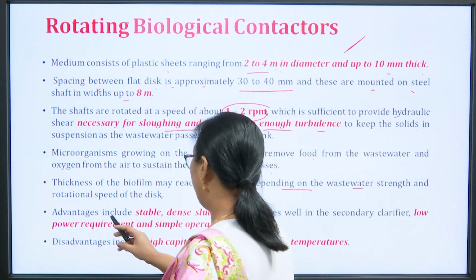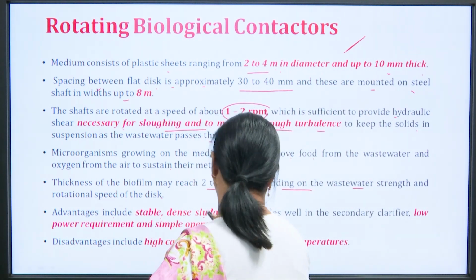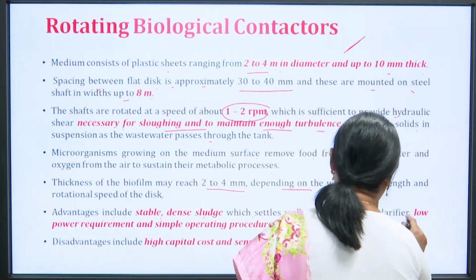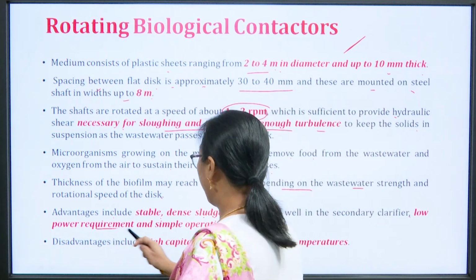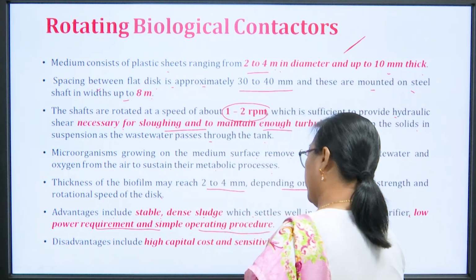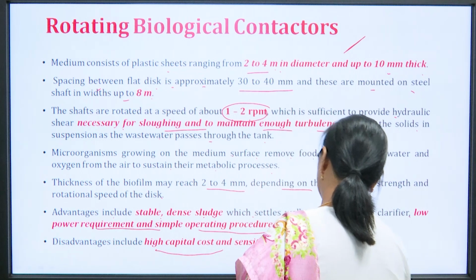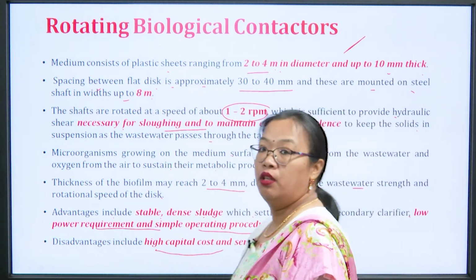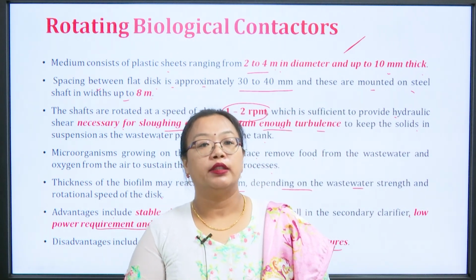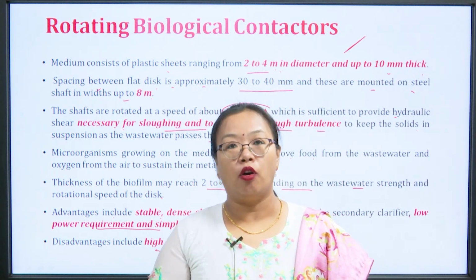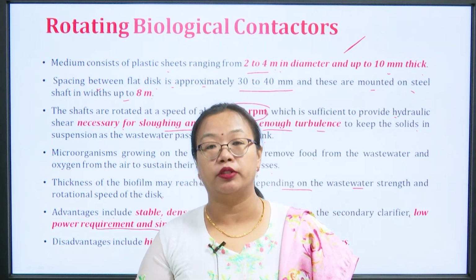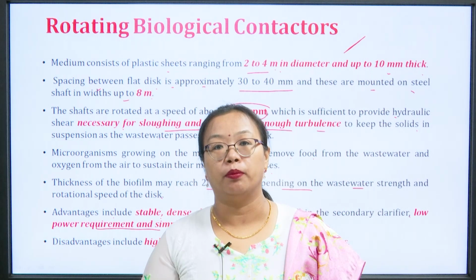Advantages include stable dense sludge which settles well in the secondary clarifier, low power requirement and simple operating procedures, right. Disadvantages include high capital cost and sensitivity to temperatures. So, sensitivity to temperatures. Okay. For all biological systems temperature is going to be a problem, right.